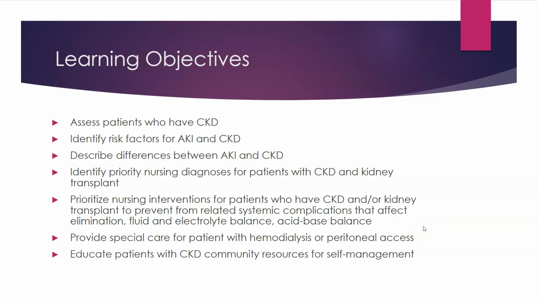Some of the learning objectives we'll be talking about: assessing patients who have chronic kidney disease, looking at the difference between acute kidney injury and chronic kidney disease, both for risk factors and some of the differences between the two. We're going to talk about identifying priority nursing diagnoses for those with chronic kidney disease and kidney transplants. We'll talk about chronic kidney disease and kidney transplants related to elimination, fluid and electrolyte balance, and acid-base balance. We'll talk about hemodialysis and peritoneal dialysis, and then we'll do some talk about education.